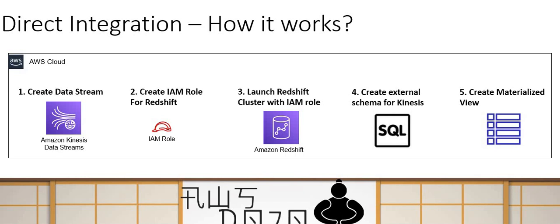So the external schema you create for the Kinesis service, and then in step number 5, you create a materialized view which maps to one of the Kinesis data streams to read data from there. And as I said earlier, a materialized view is like a landing place within Redshift for your Kinesis data stream. So let's try to understand these steps in a little more detail.